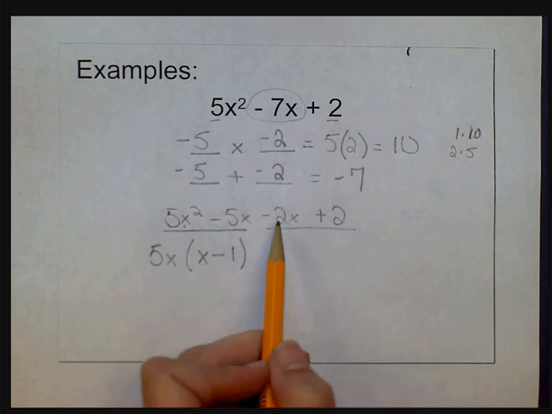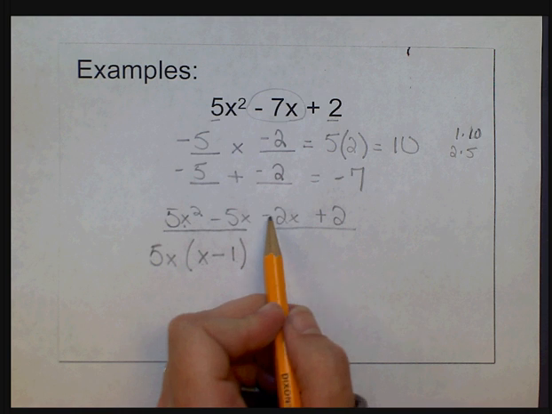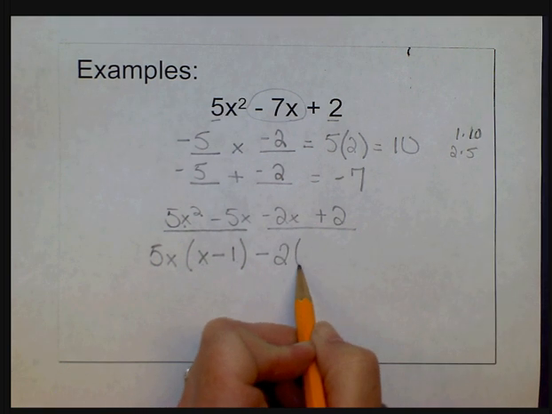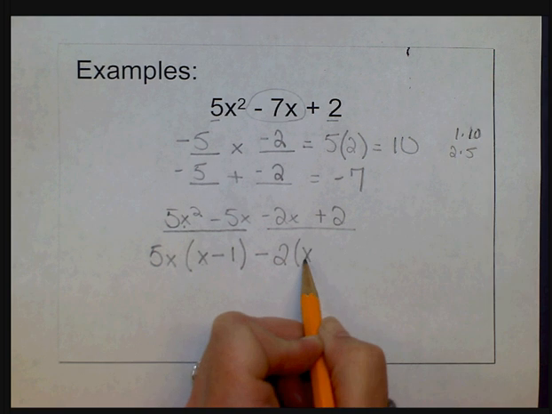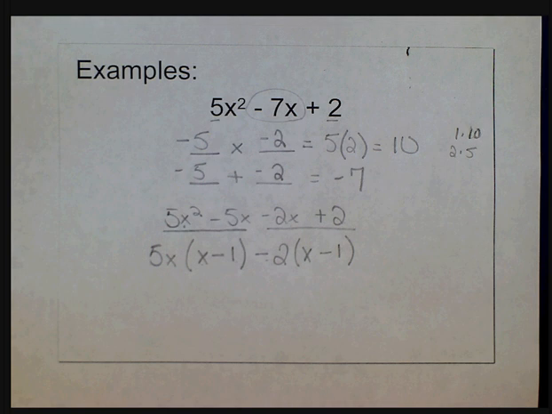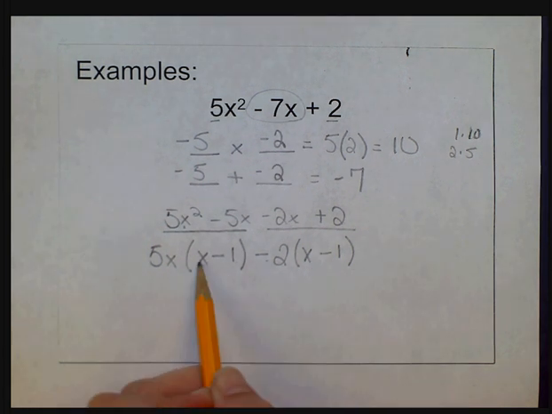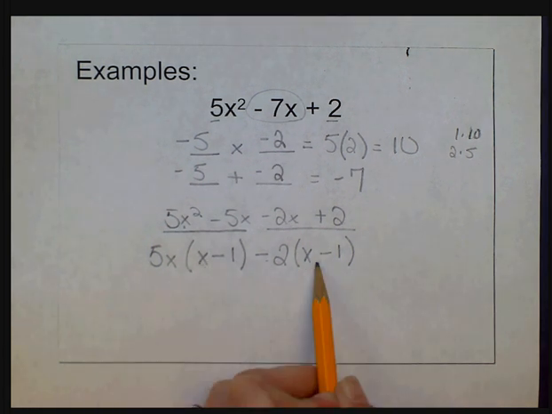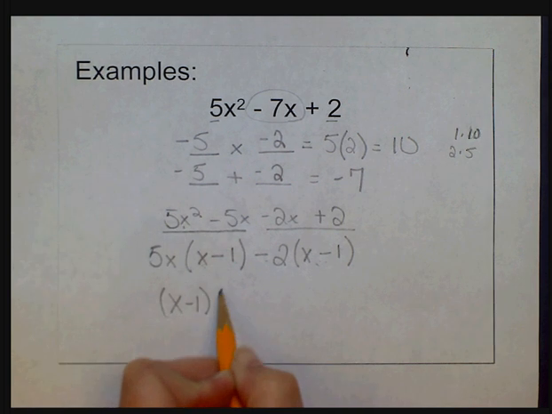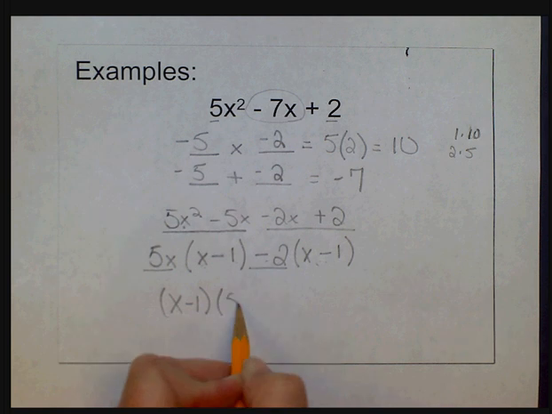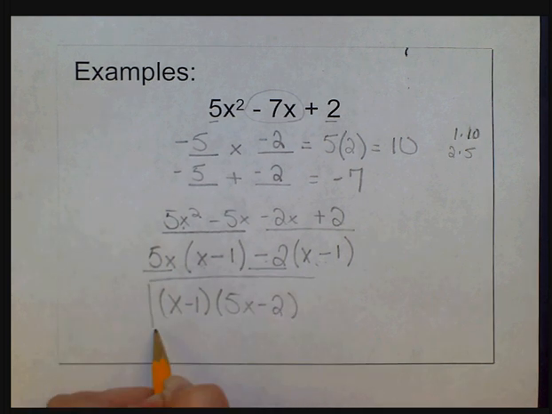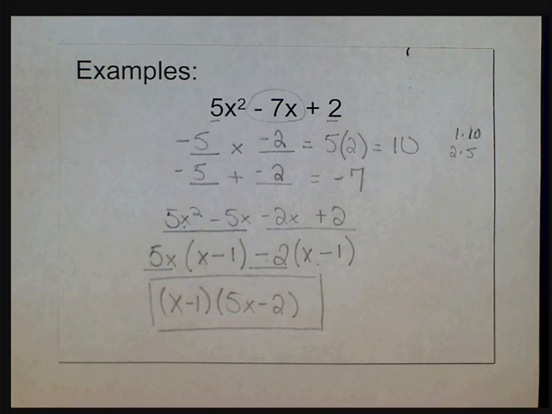So if I have -2x and 2, what they have in common is a -2. Then -2 times x will give me -2x, and -2 times -1 will give me a positive 2. So I have what I need, that same expression inside the parentheses. So I pull that out. x minus 1 is a factor. And then my leftovers, 5x minus 2, is a factor. So those are the factors of our original trinomial.